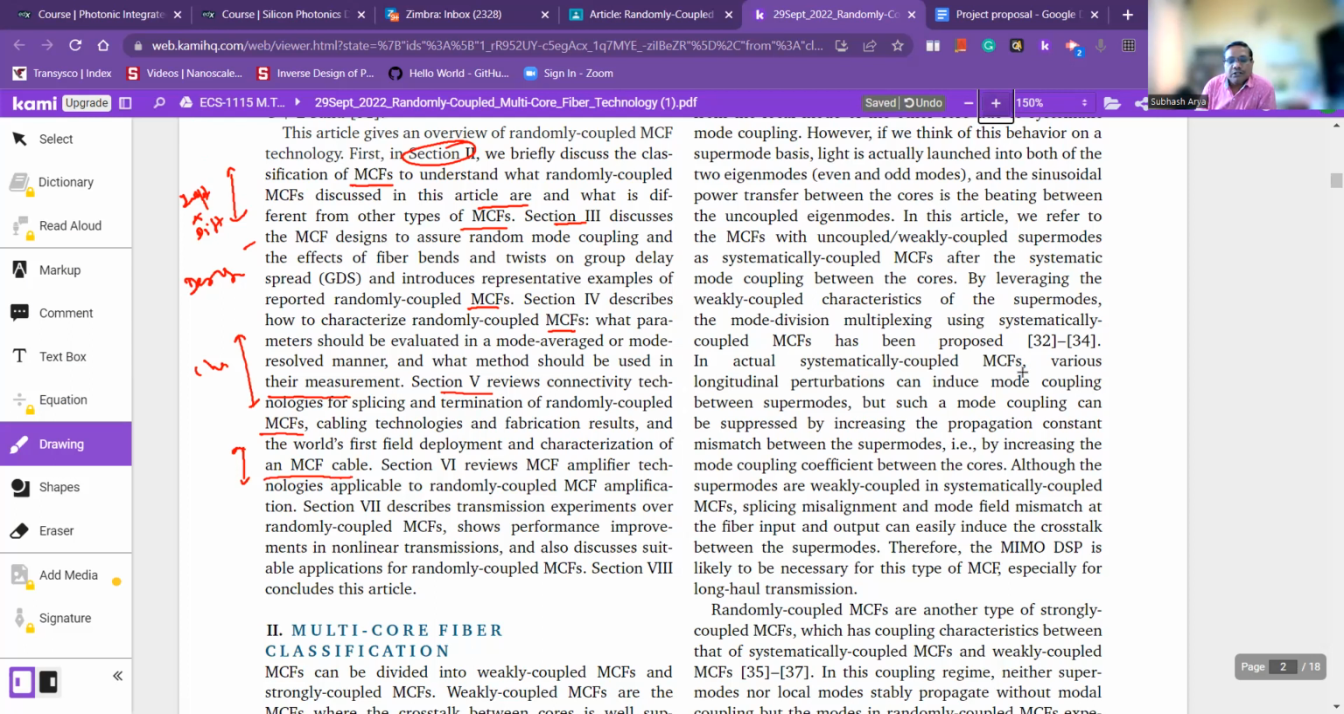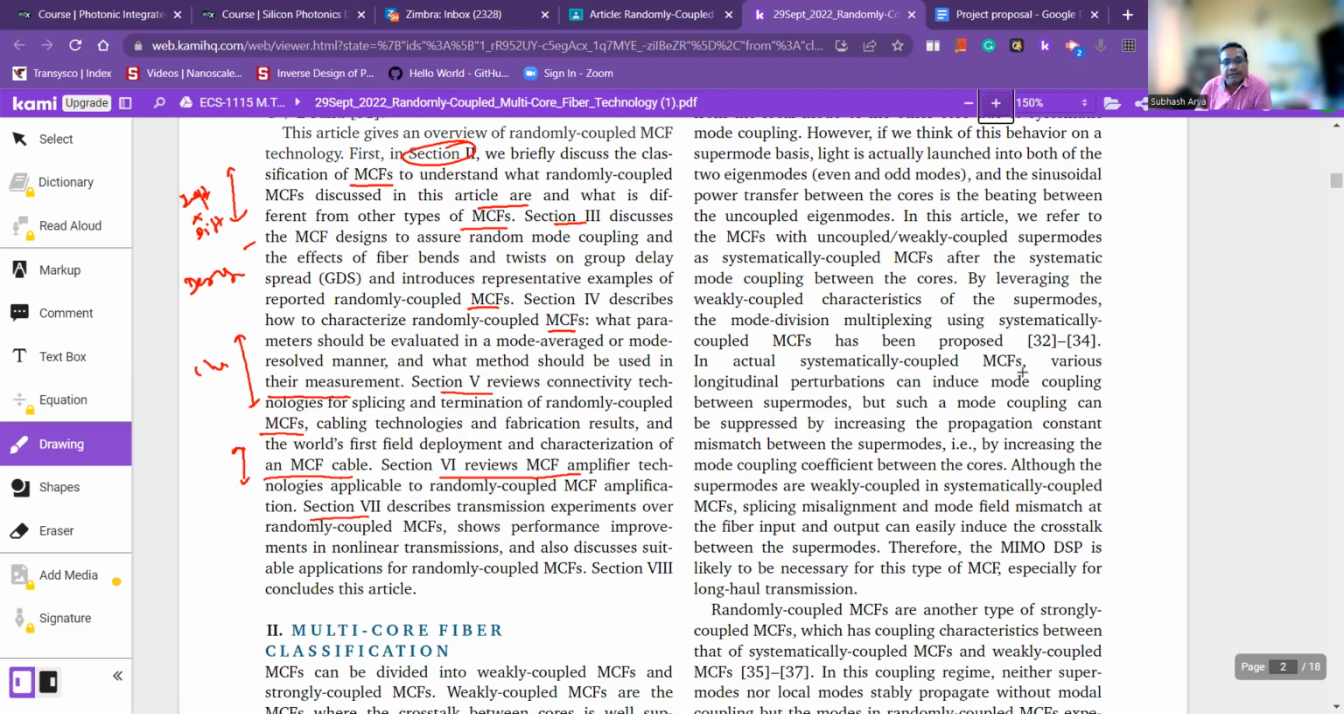Section 6 reviews multi-core fiber amplifiers. Now, I think this section talks about amplifiers. Till now, we were discussing fibers, multi-core fibers. Now we are discussing amplifiers: technologies applicable to randomly coupled multi-core fiber amplification. Because we need amplifiers also. So fiber and amplifier both should be compatible. So that aspect has been taken care of in section 6.